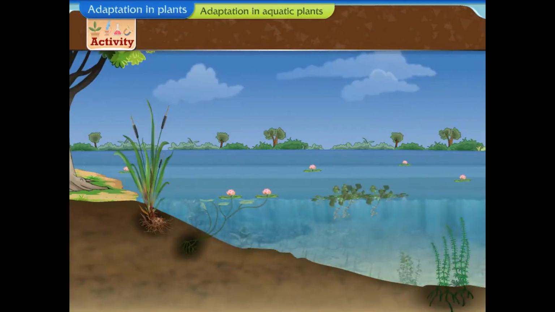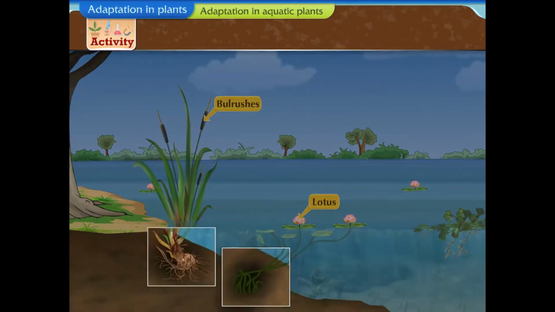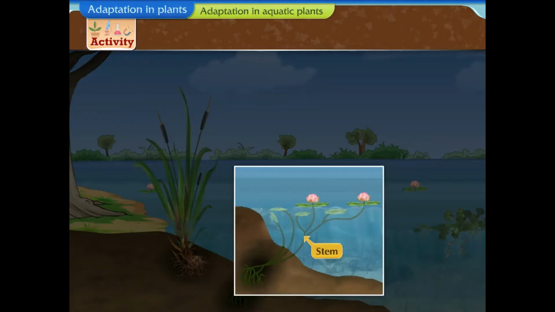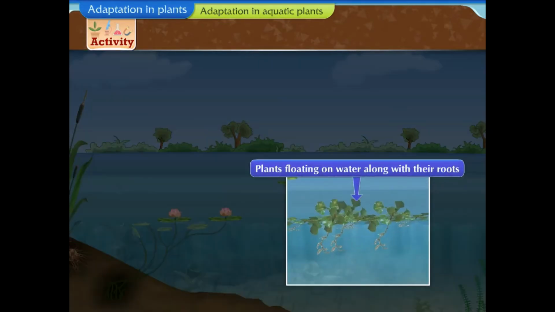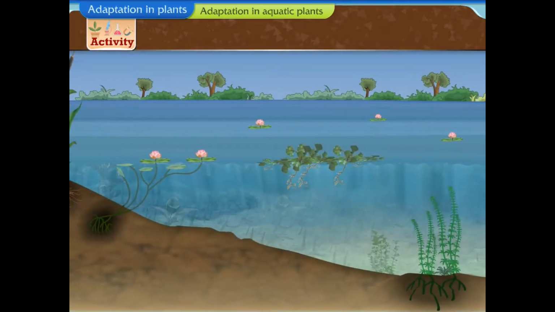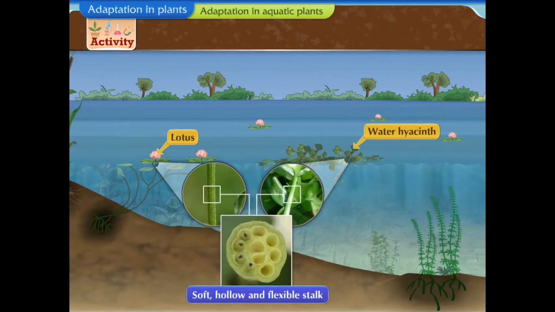Roots of some aquatic plants are firmly rooted in the soil. Their stems are submerged in water, while their leaves and flowers float on the water surface. Some plants float on water along with their roots. Some plants can also be seen at the bottom of the water body. The stalks of plants like lotus and water hyacinth are soft, hollow and flexible.